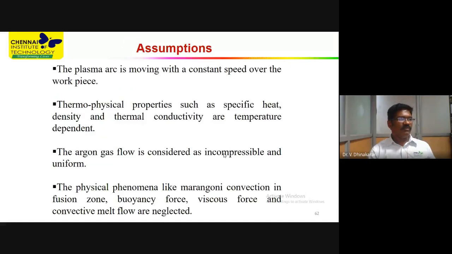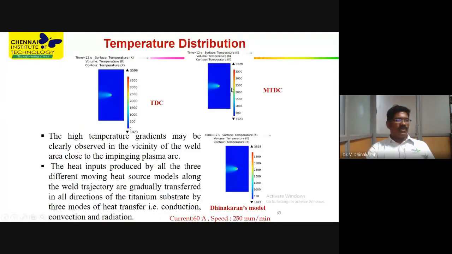physical processing time. So assumptions have to be considered, where you consider the temperature-dependent thermal properties, and the argon gas flow is considered as incompressible and uniform flow. Okay, and the temperature distribution has been calculated by using the already available heat source models: the three-dimensional conical heat source model, the modified three-dimensional heat source model, and the direct current model. These three heat source equations have been solved to find the temperature distribution, and it is found that the direct current model is correctly predicting the temperature distribution better than the other two models.